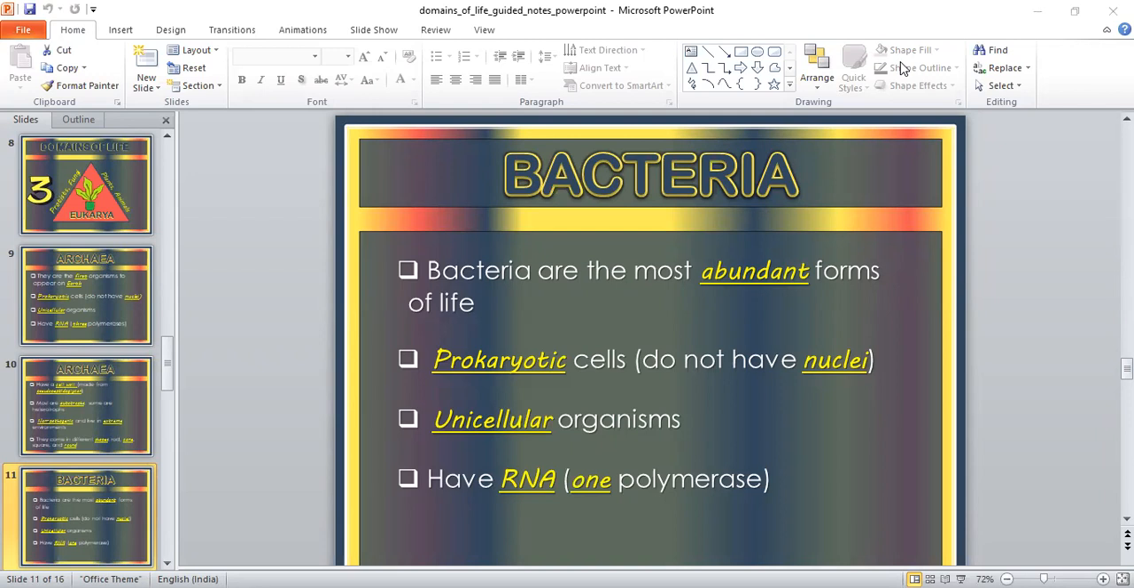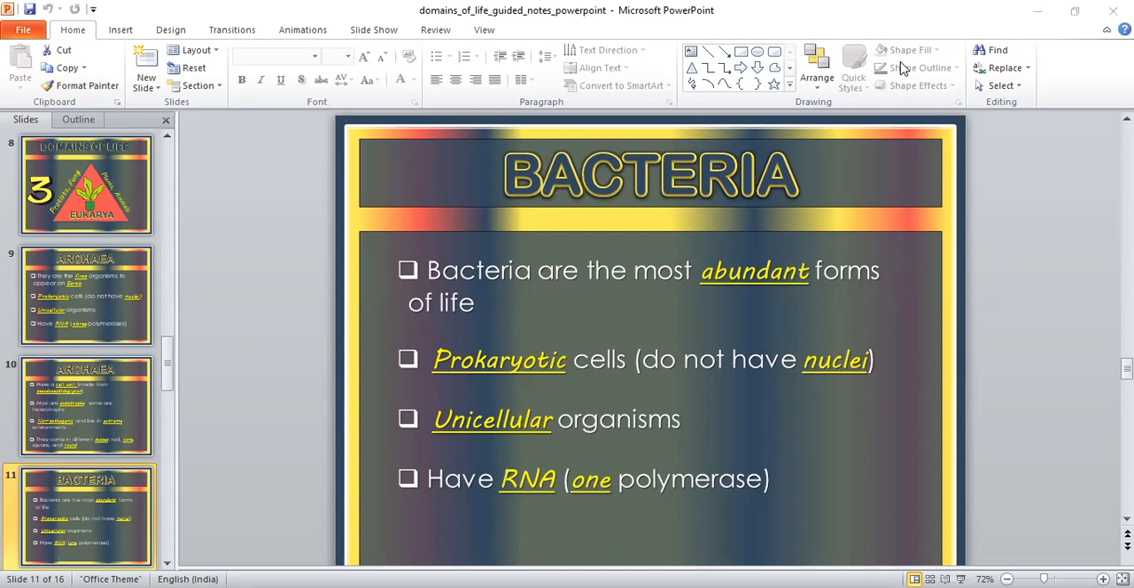Bacteria are microorganisms which are highly found on the earth. They are the most abundant life form on the earth, and they have the largest type of diversity on the earth.